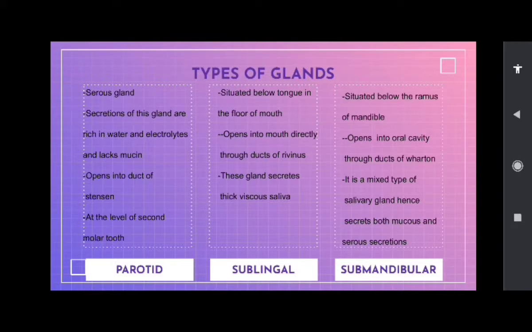Sublingual salivary gland is situated below the tongue in the floor of mouth. It opens into mouth directly through duct of Rivinus. These glands secrete thick viscous saliva.